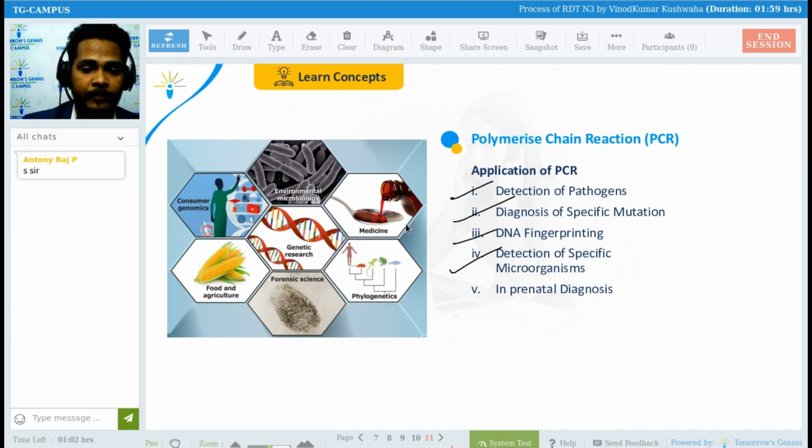And even in prenatal diagnosis, meaning we have to find out the genetic disorders in any child, we need to perform the PCR, so we are able to detect any genetic disorder. So prenatal diagnosis can be easily done by this PCR. So these are the other applications related to rDNA technology.